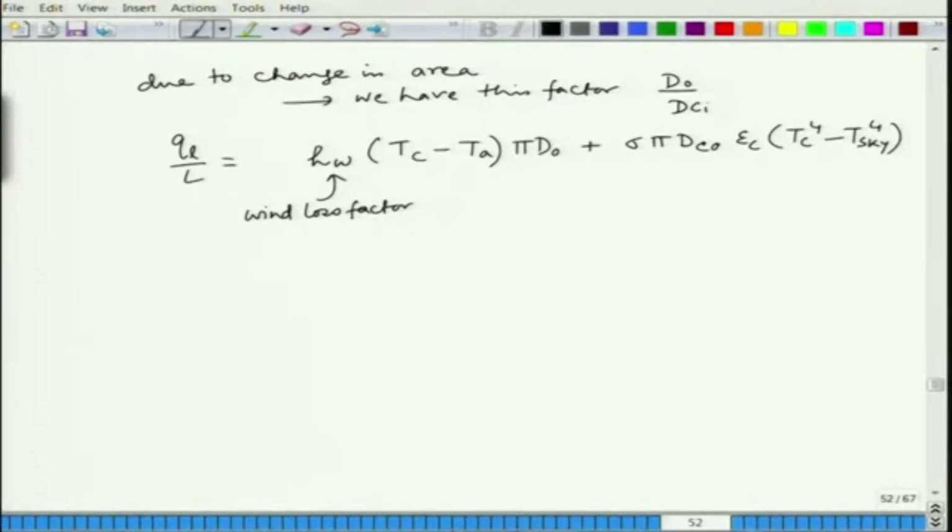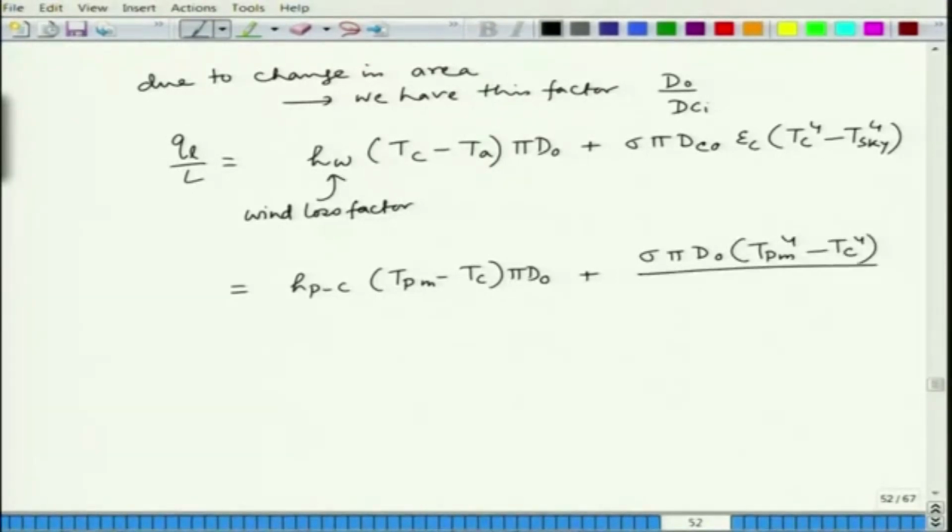Okay. So, the same current is flowing, and that is why these two quantities you can equate. That means, this thing will be equal to h p c times (T p m minus T c) pi d naught plus sigma pi d naught (T p m to the power 4 minus T c to the power 4) divided by 1 over epsilon p plus d c o by d c i times (1 over epsilon c minus 1).